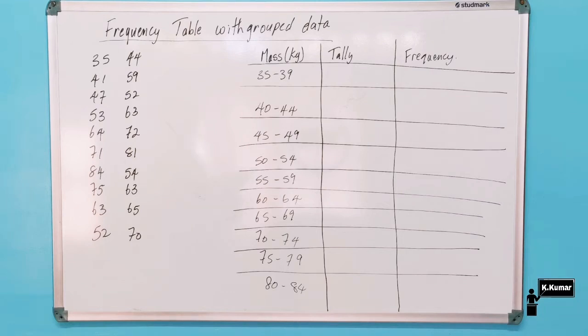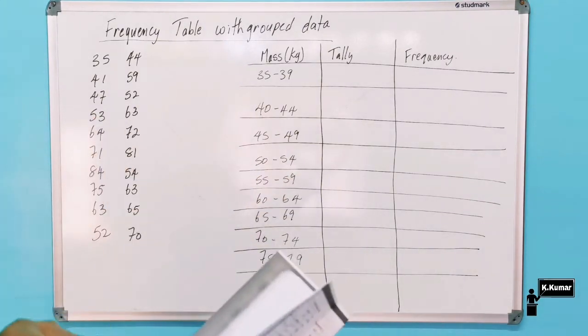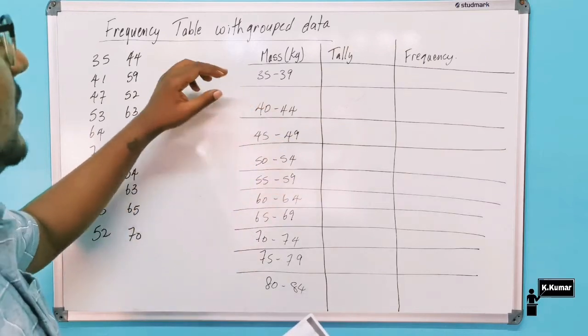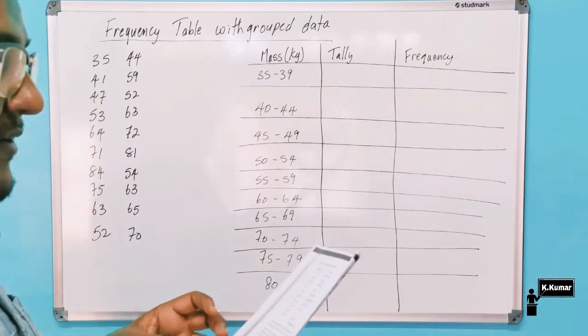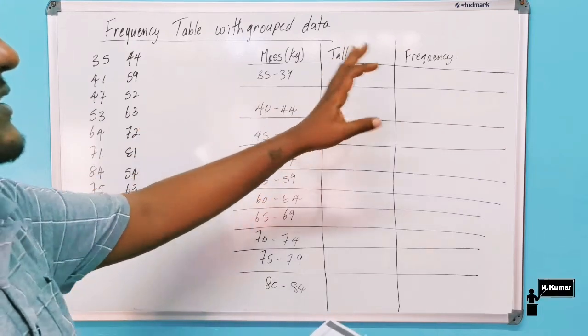and they give you the classes: 35 to 39, 40 to 44, 45 to 49, 50 to 54, 55 to 59, 60 to 64, 65 to 69, 70 to 74, 75 to 79, and 80 to 84. Now, again, you're going to draw your table. This side would be masses because we're dealing with the mass of students, and it's in kg. And then the classes that they gave you, you place them here, on the mass, and then you have the tally and the frequency.